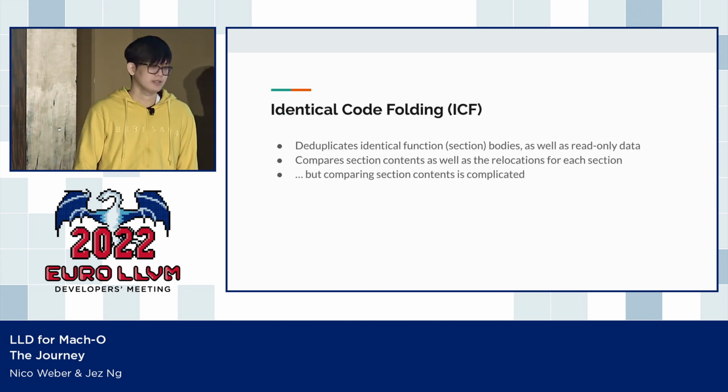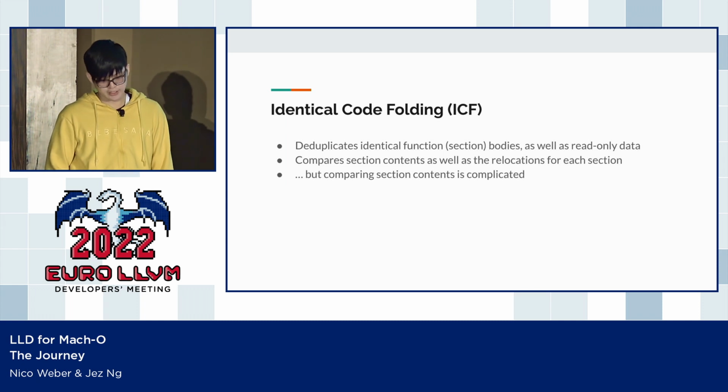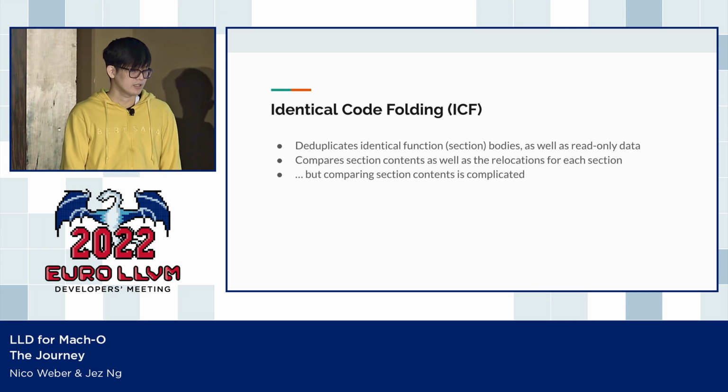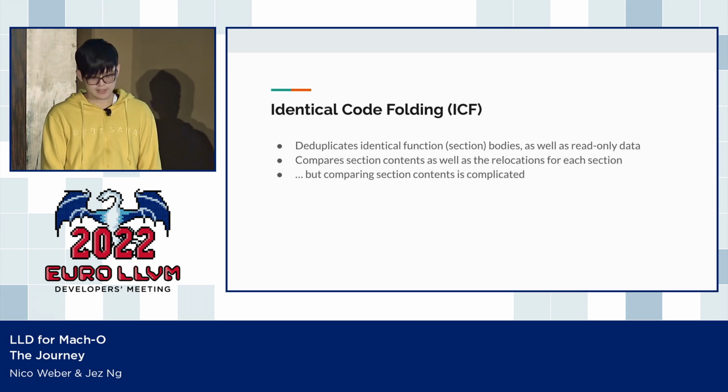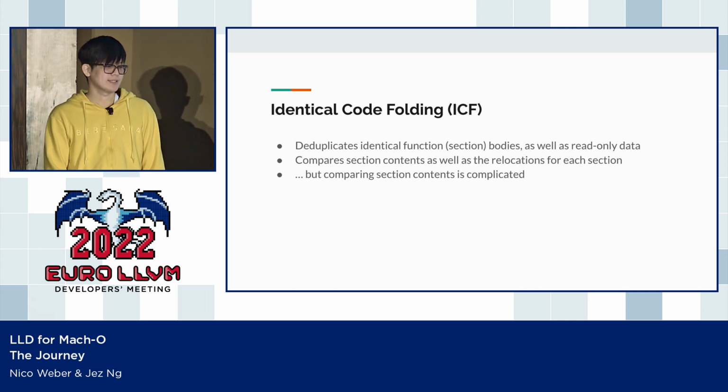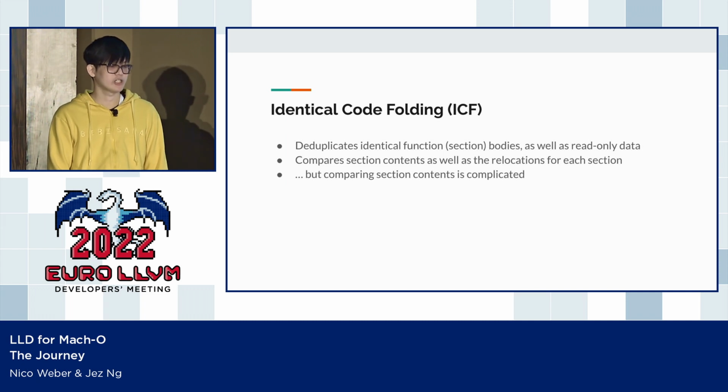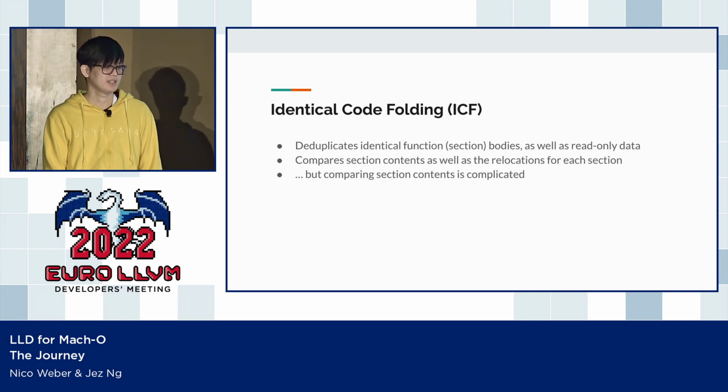Now I'm going to move on to the other challenge that we had to handle for the Mach-O format. To recap, what ICF does is it deduplicates identical function bodies as well as read-only data. It does this by comparing the section contents as well as the relocations for each section. However, due to the Mach-O format, comparing section contents is actually slightly tricky.